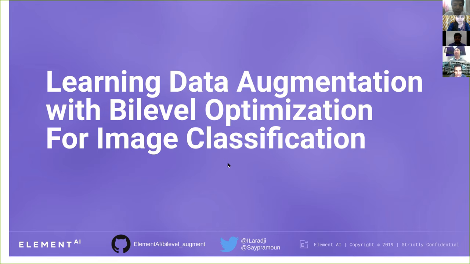All right. So first of all, thank you very much for inviting us. It's a pleasure for us to help you start this series of talks, and we are happy to help the community. Today we are going to present a work that we did recently with Issam called Learning Data Augmentation with Bi-Level Optimization for Image Classification. It might sound a bit scary, but we will explain what it means.